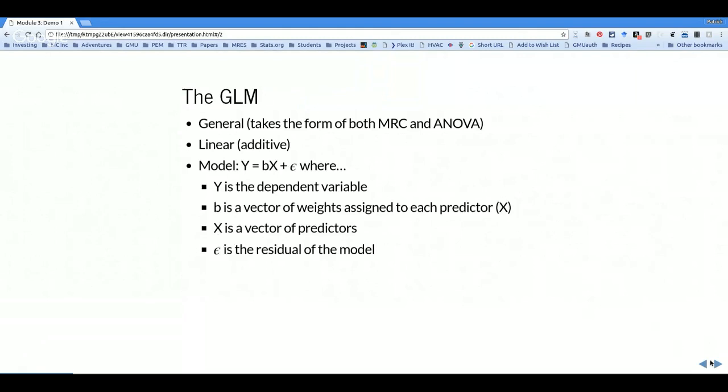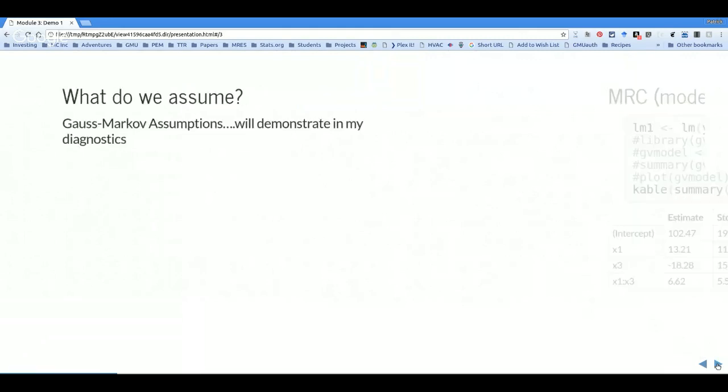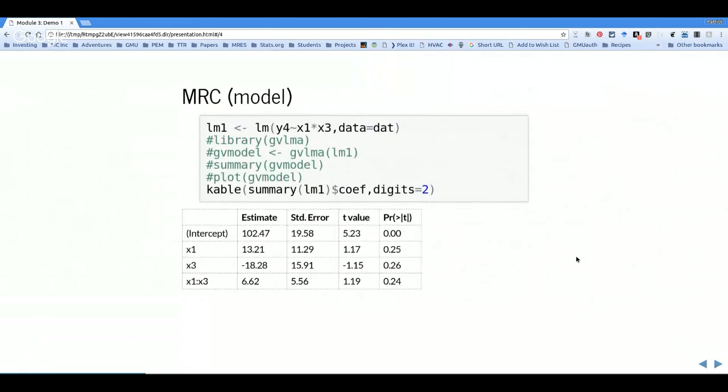So what we're expecting is that we can make predictions about y based upon some other conditioning, covariates for MRC and factors for ANOVA. So what do we assume? We assume the Gauss-Markov assumptions that I'll talk about at length during the discussion. And I'm going to demonstrate all of the results with my models. So you'll notice that I've also included the R code, just for people who might be interested in this.